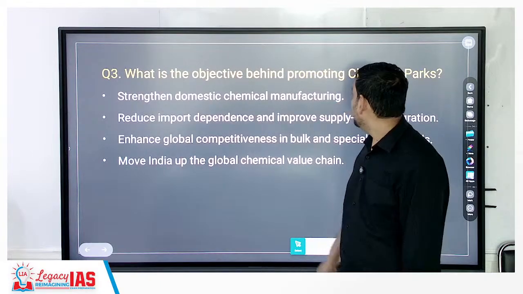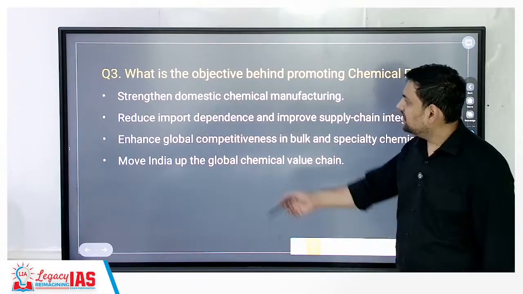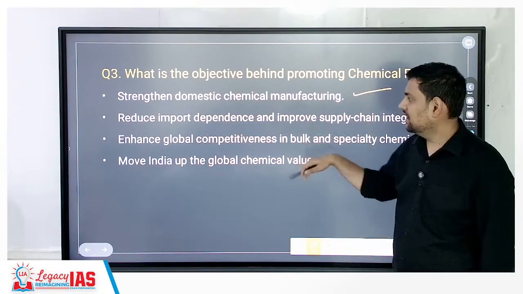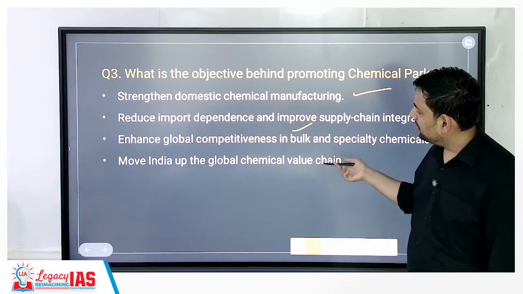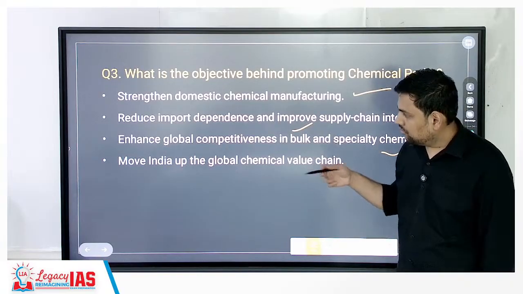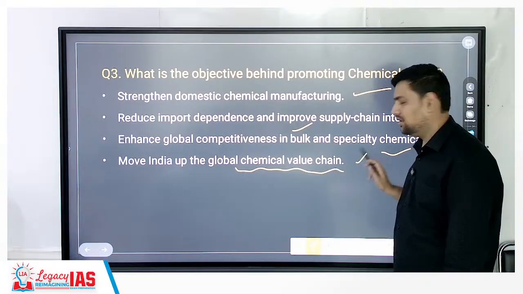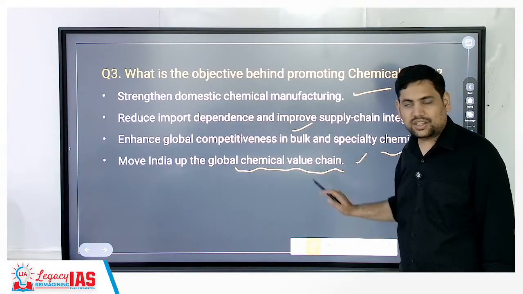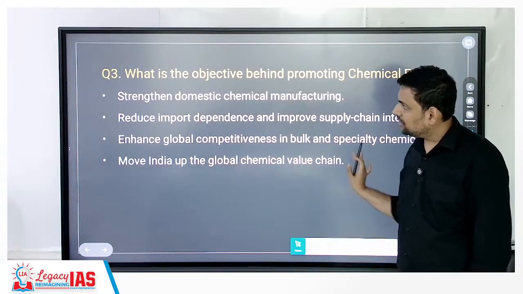Then, what is the objective behind promoting chemical parks? This is now very simple. Strengthen domestic chemical manufacturing. Reduce import dependence, improve supply chain. Then enhance global competitiveness in bulk and specialty chemicals. Then move India up in the global chemical value chain. Correct? Very generic. These are the objectives behind promoting chemical parks.